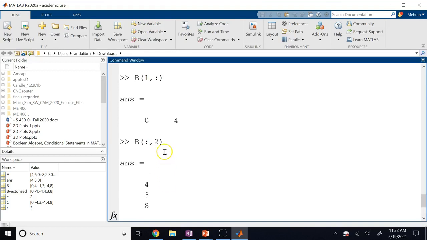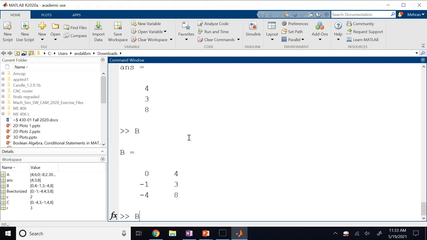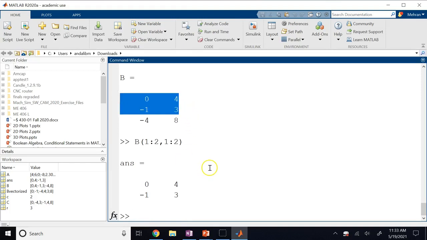Okay, so this is how to access a specific row or specific column. Now, if I want a minor of matrix B, let's say I want the first 2 rows and the first 2 columns, how can I do that? Well, I say B, columns 1 to 2, and rows also 1 to 2, and it only gives me the 1 to 2, 1 to 2 of B. So here you clearly see how I'm accessing anything in matrix B.